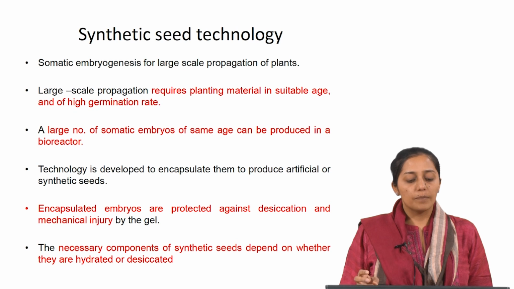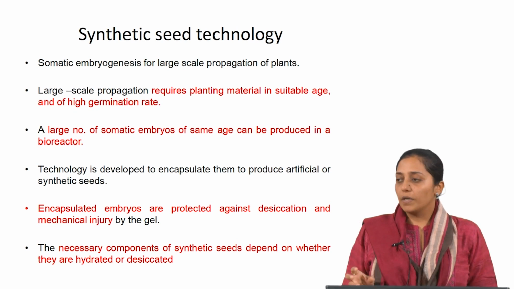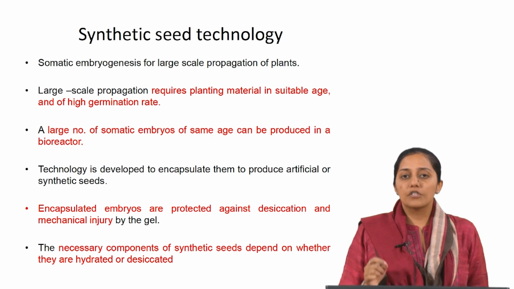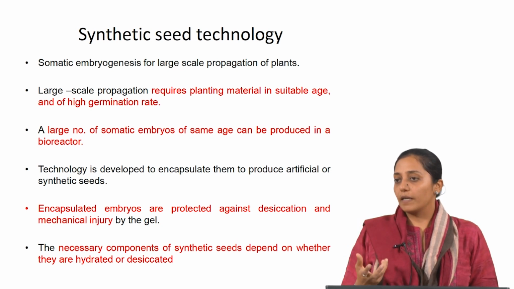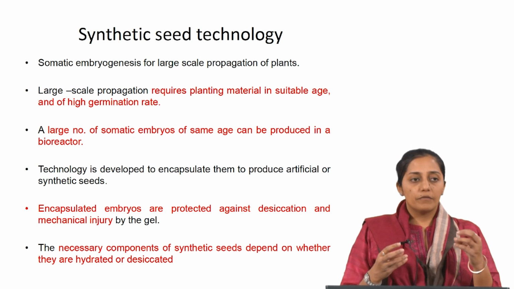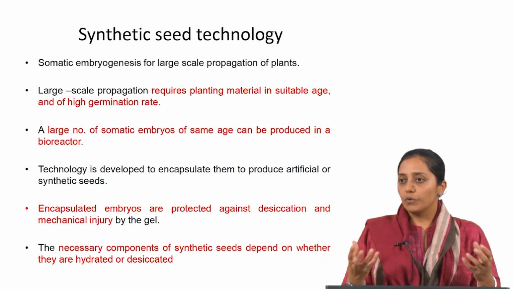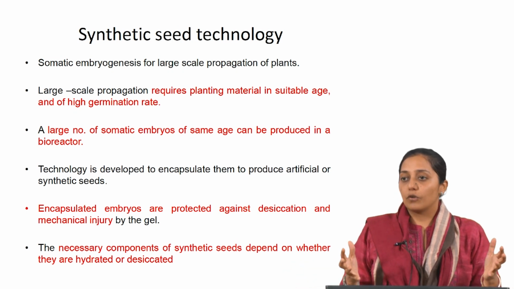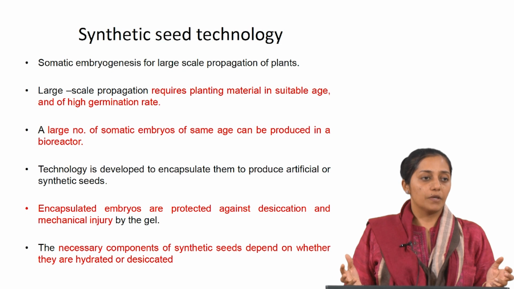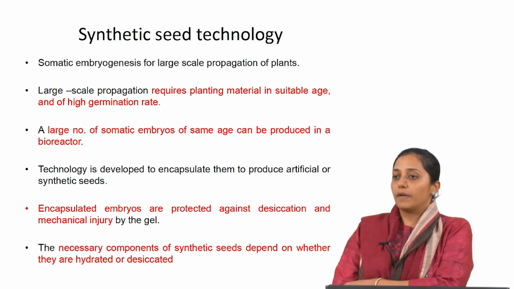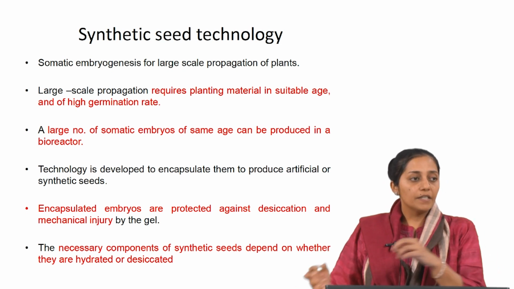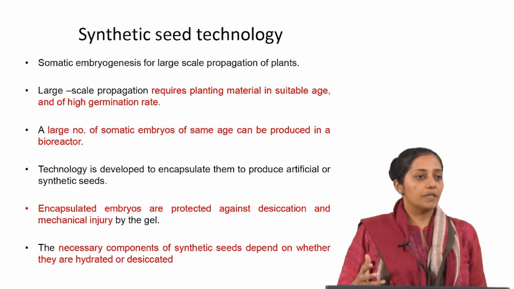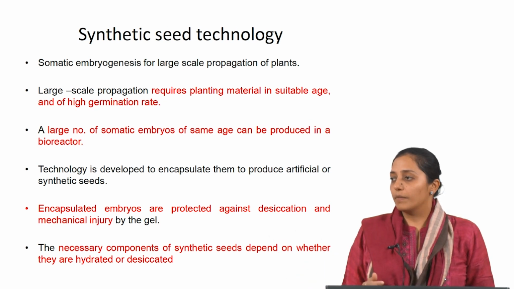Now, large scale propagation requires what? Planting material of suitable age and of high germination rate. The advantage of somatic embryogenesis is that with the same genetic composition you can produce a large number of plantlets in vitro by scaling up somatic embryos. Either you can have embryogenic cell lines, scale up the embryogenic cell culture, and then in a two-stage cultivation convert it into a somatic embryo form.